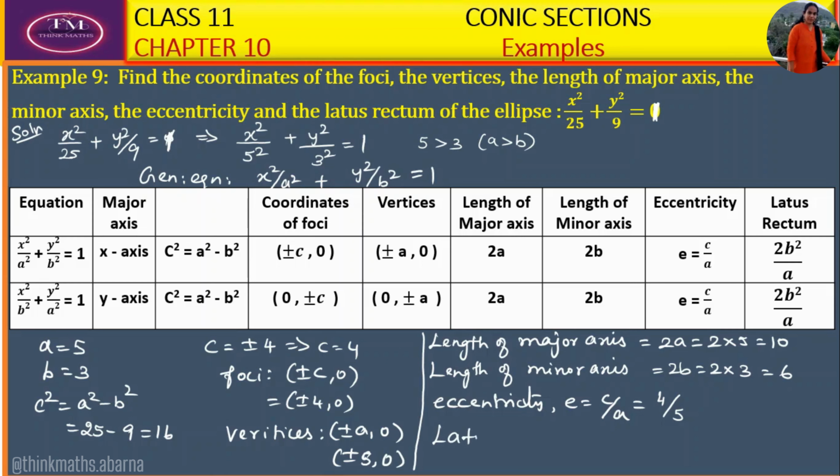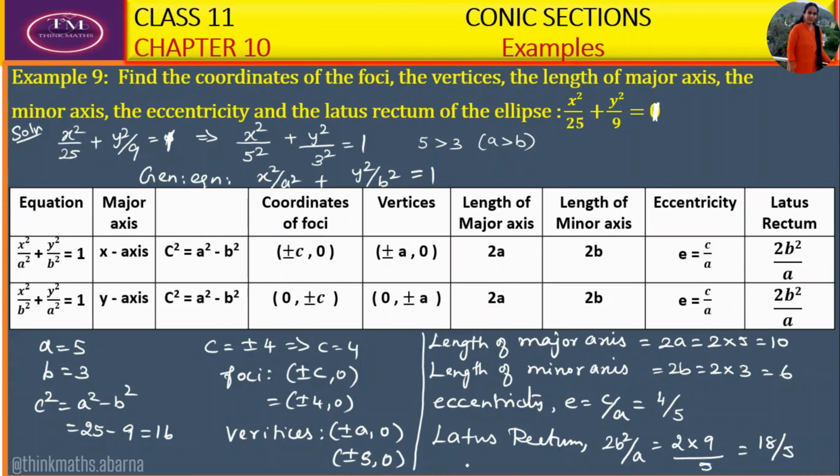Next you have to find the latus rectum. So latus rectum is 2b square by A. So 2 into b square is 9 and A is 5. So it is 18 by 5. This is the latus rectum.